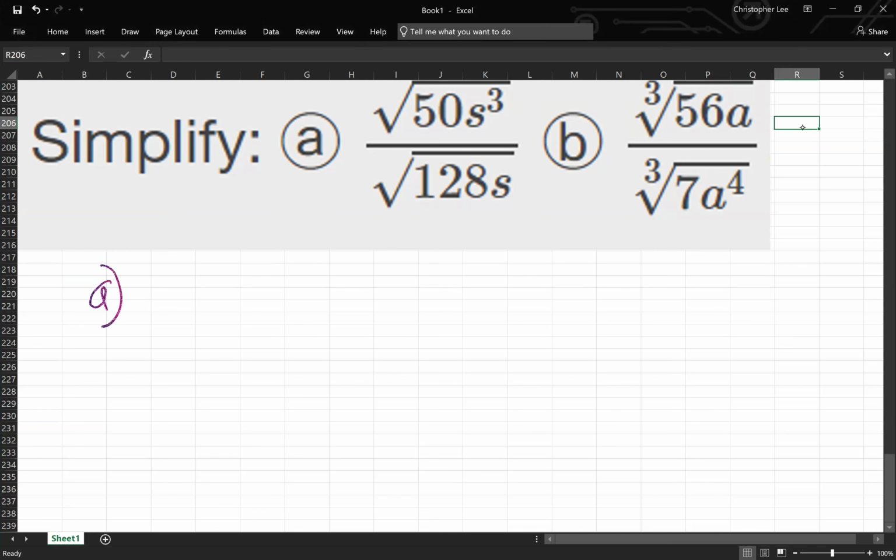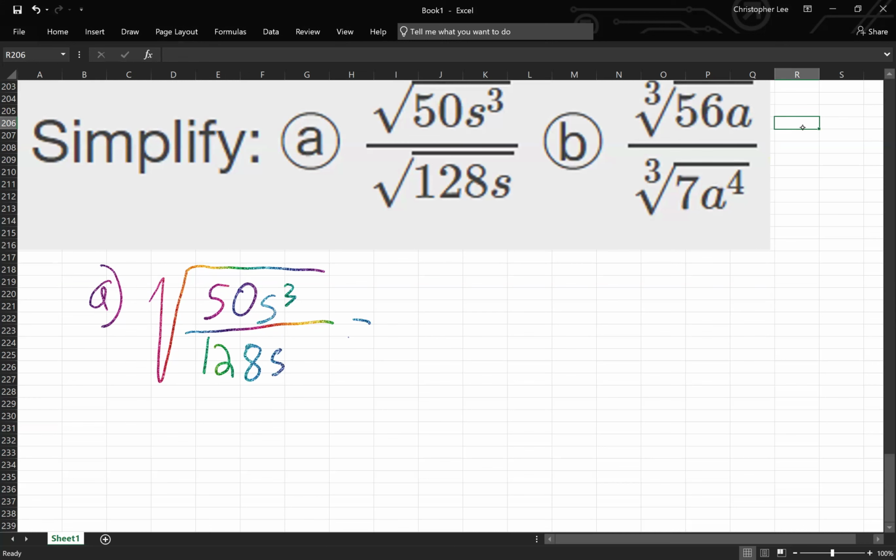All right, so for A, I want to write this under a single square root. So I have 50 s cubed over 128 s. All right, just like that. So now what I can do is reduce the fraction on the inside. Something that jumps out at me is 2.